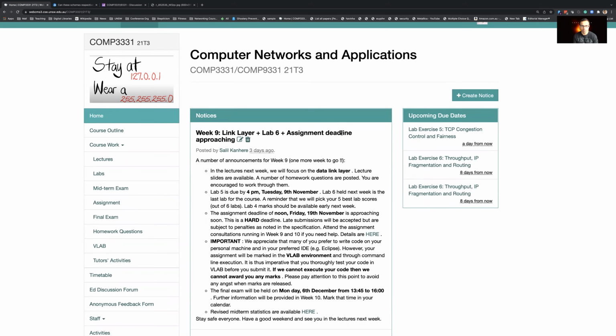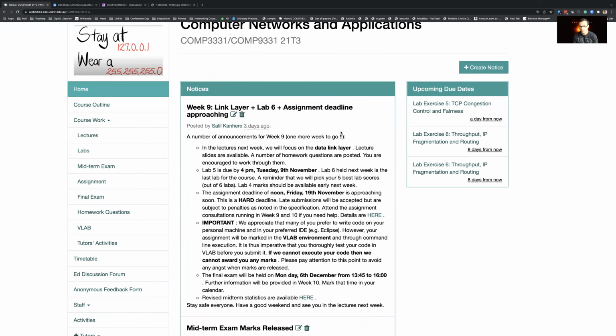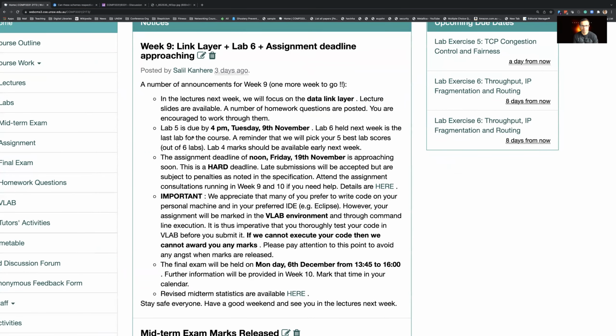A few things to remind you of. We've got your lab 5, which is due tomorrow. This week you'll be working on lab 6. Just a reminder, we pick your 5 best lab scores. Of course, that doesn't mean we are encouraging you not to do lab 6, but we only pick your 5 best scores. So there is some flexibility for you to not submit one lab, or perhaps, we'll leave that for you to think about.